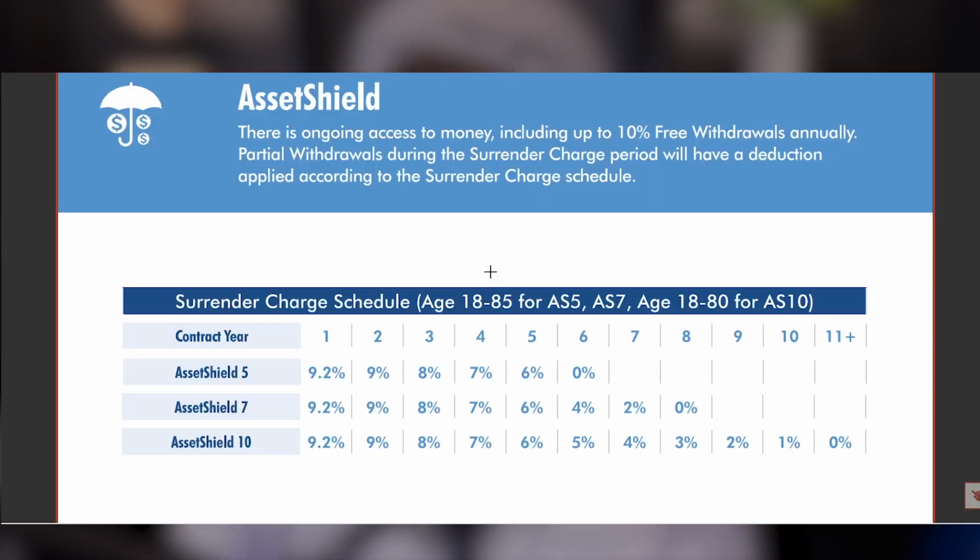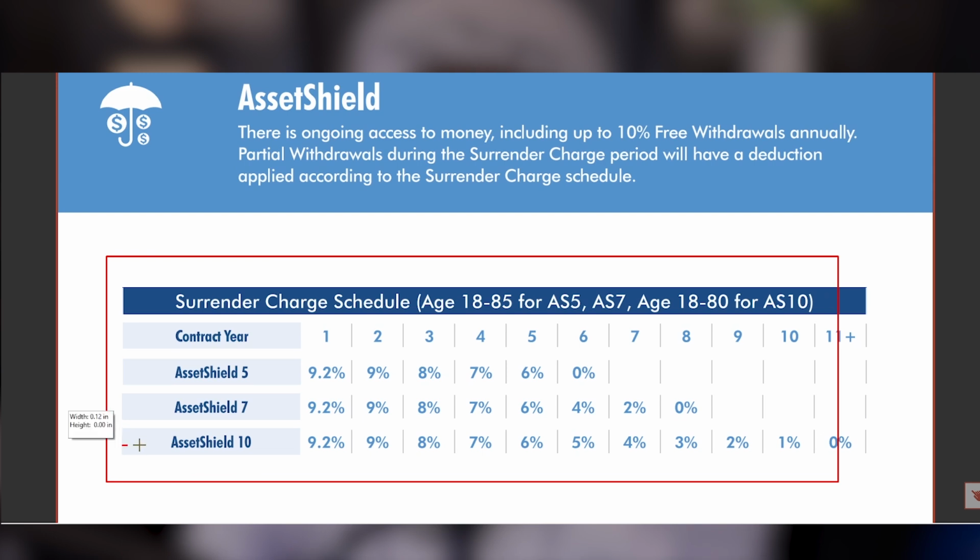So when I read that, I note that there is no mention of income. And so that should be your first clue that this is an accumulation-focused product. This is not a product that's trying to generate income. This is a product that's trying to safely grow your dollars. So this is a 10-year product, which means there's going to be a surrender charge for 10 years, as you can see here on the Asset Shield 10. They also have a 7- and 5-year product that just has different rates and a different surrender schedule. You have 10% free withdrawals annually, which is another standard feature on most annuities.